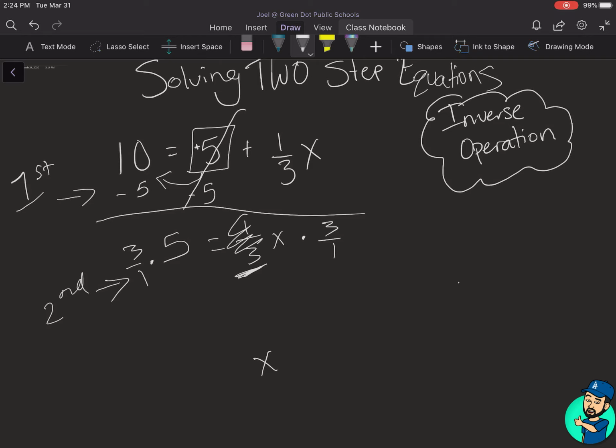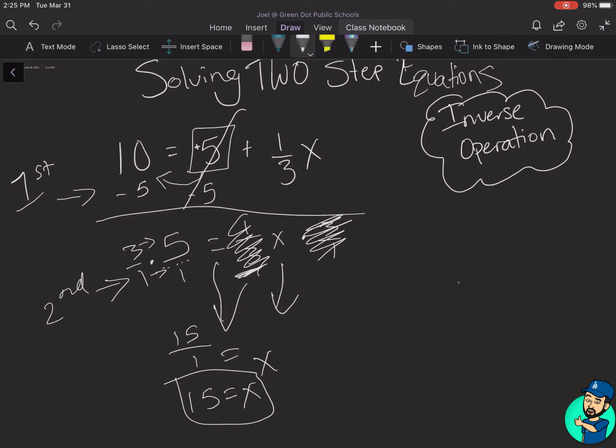Now this will cancel out. Now you're left with x. I'm going to bring down the equal sign. 5 times 3 is 15. And 1 times the invisible 1 as the denominator is 1. And 15 over 1 is just 15.